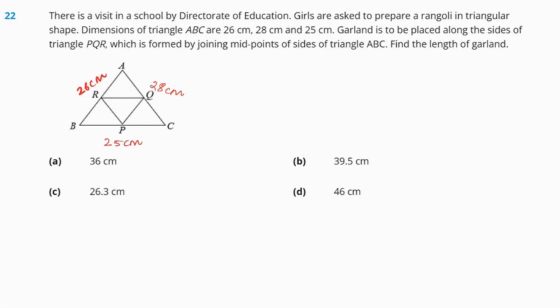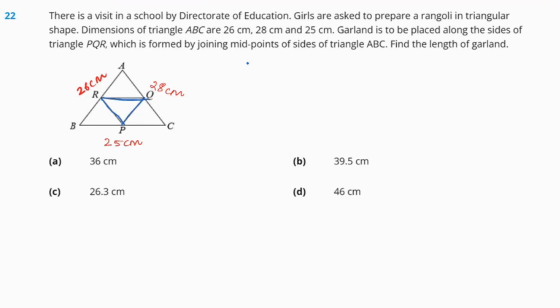So the question is asking what will be the length of the garland. The length of the garland needs to be the perimeter, or the sum of all the sides of the triangle PQR. For that, first we need to figure out the length of the sides of PQR. Since P, Q, and R are the midpoints of the given sides.